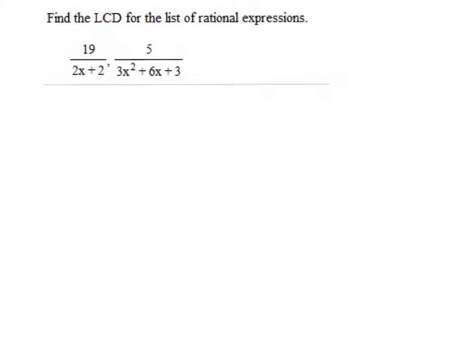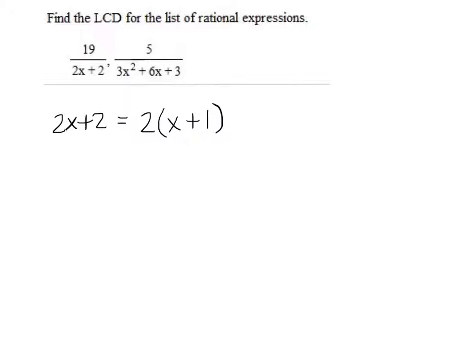So the first denominator, 2x plus 2, what I notice in it is that both terms have a 2 in it, a factor of 2. So I can factor that out. If I divide a 2 out of the 2x, I just have an x left, and I divide 2 by 2 for the other one, and I have 1. So that one's completely factored.